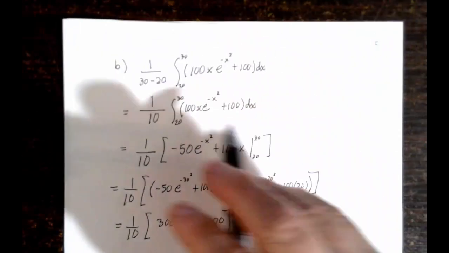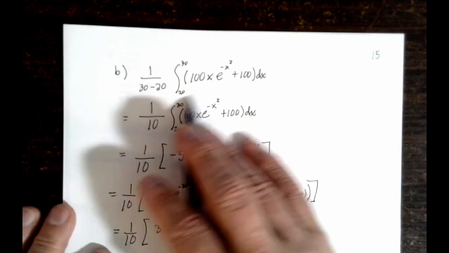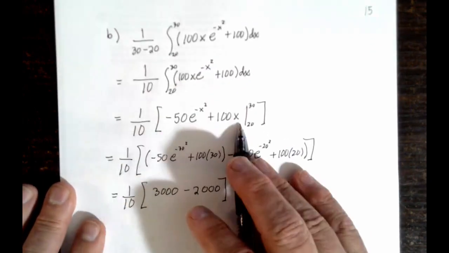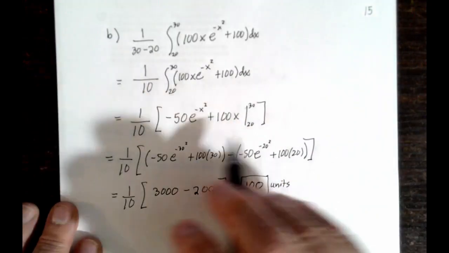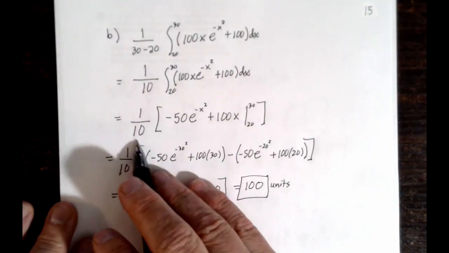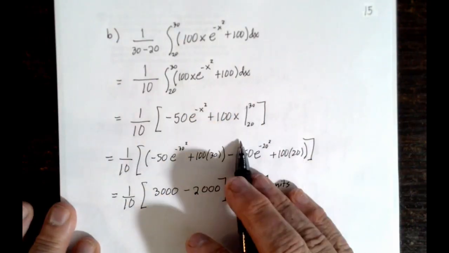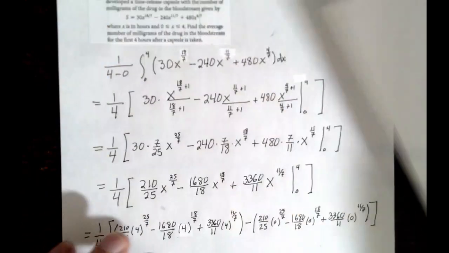B says the same thing, but instead of from 0 to 20, they want you to go from 20 to 30. And so when you integrate, you get the same answer. I didn't show all the work from here to here because we did it on the previous problem, so I know that the integral is going to look like this. The only difference is the number out in front and the limits of integration are different. But when you plug those in, you get your answer that's 100.